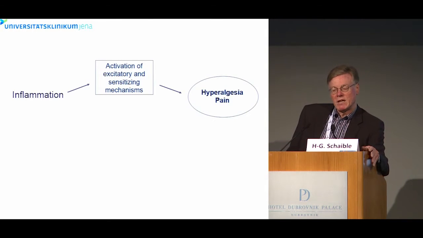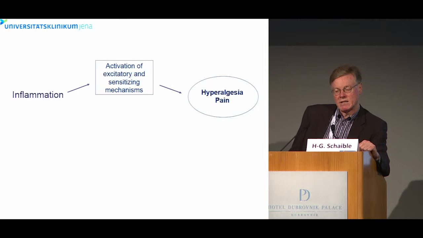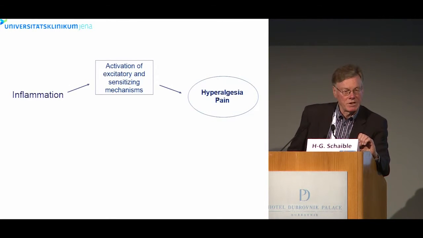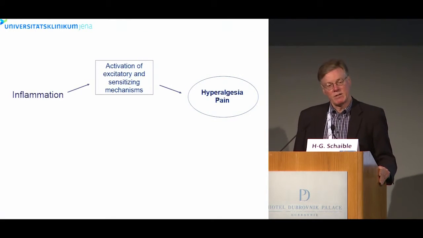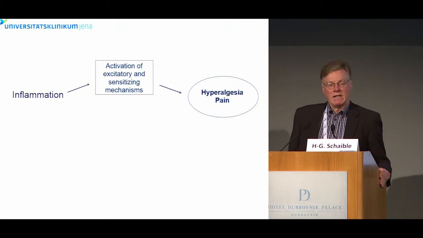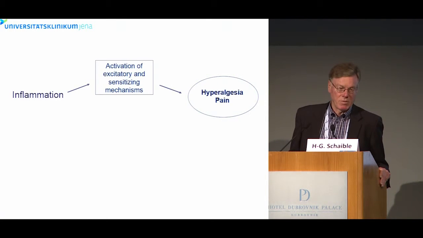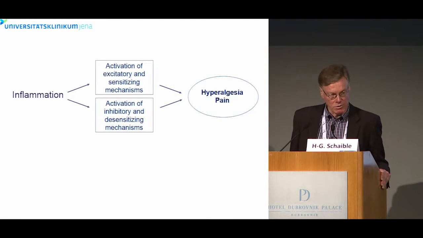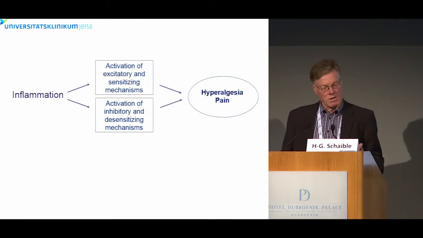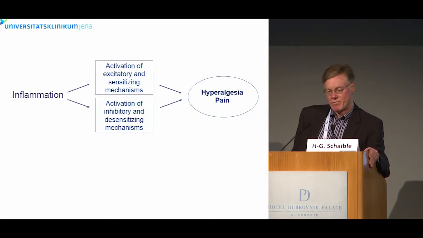We are usually thinking about activation and of excitatory and sensitizing mechanisms that will produce the hyperalgesia and the pain. But I think it's also clear that we should consider the second part. That means in parallel, very often, we have an activation of inhibitory and desensitizing mechanisms. The brain tries to get control. This is, of course, part of the descending inhibitory control, which tries to get control over these things.